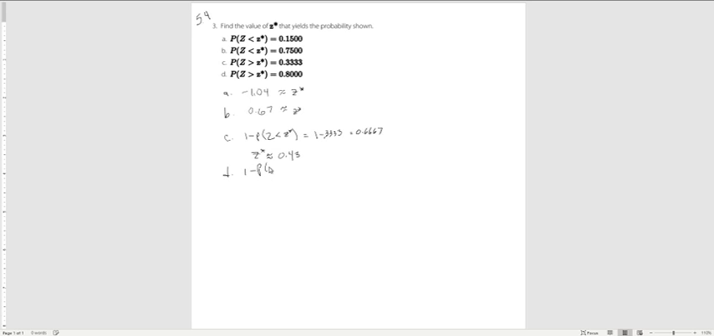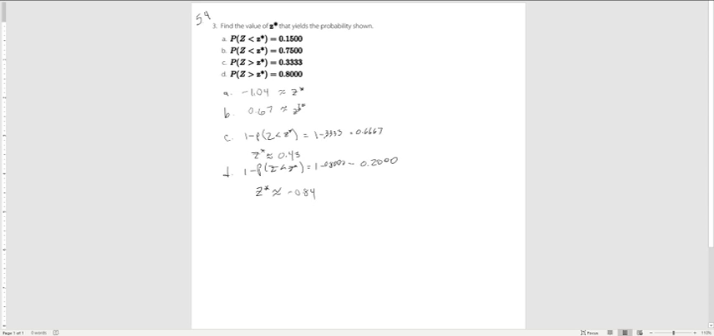Then D is similar. We'll have to subtract off z less than z star again. So 1 minus 0.8000 equals 0.2000. I'm going to look for my z star, and that's going to be close to 0.2000, and there's a 0.2005, and that's in the minus 0.8 row and in the column 04, so minus 0.84.